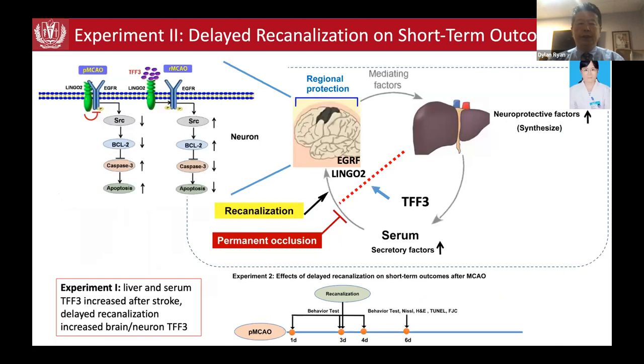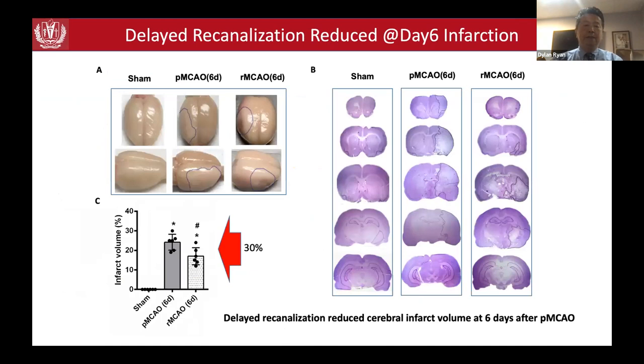So let's look at the short-term evaluation, right? After 6 days, you can see the brain infarction decreased by 30%. Again, we occlude the vessel, and in one group, we do not reopen the vessel. After 6 days, we see an infarction. Another group, we occlude the vessel, we wait 3 days, we reopen the vessel, and wait another 3 days, and then we look at the brain infarction.